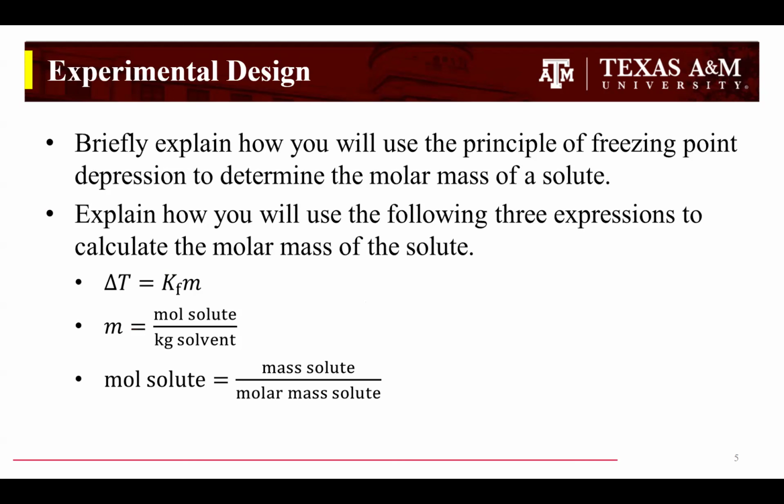To determine the molar mass of the solute using freezing point depression, you first measure the freezing point depression. When a known mass of the solute is dissolved into a solvent, freezing point depression occurs because of the presence of the solute, lowering the solvent's freezing point. To find the molar mass, you would use the freezing point and the delta T equation, and then to find molality, you would do moles divided by solvent. And then lastly, to find the molar mass, you would do the mass of the solute divided by the moles of the solute.